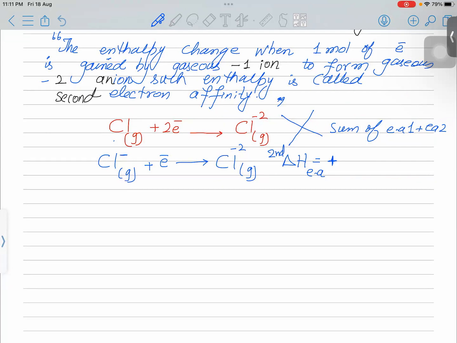Can you write it for oxygen? So, sir, O minus gaseous plus electron gives O minus 2 gaseous. Okay, O minus gaseous plus electron gives O minus 2 gaseous. This is called second electron affinity, which is positive.